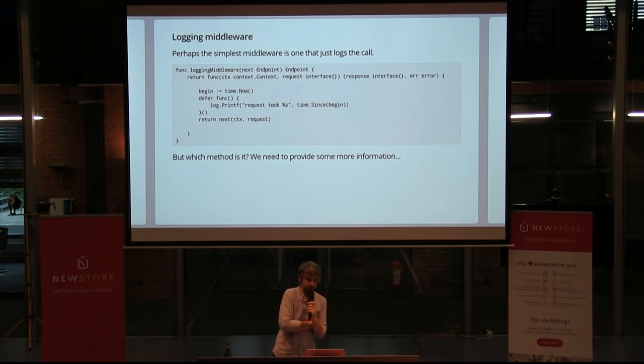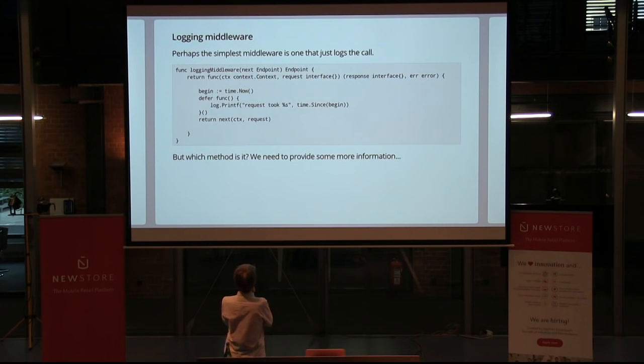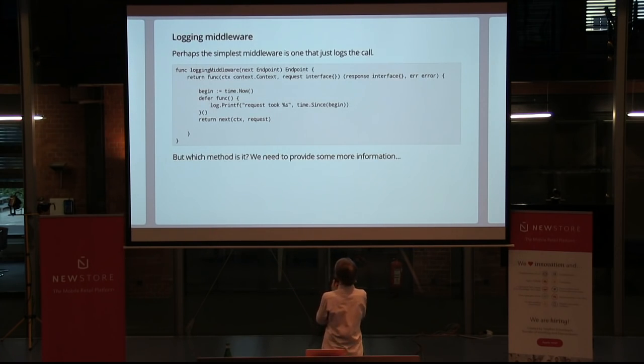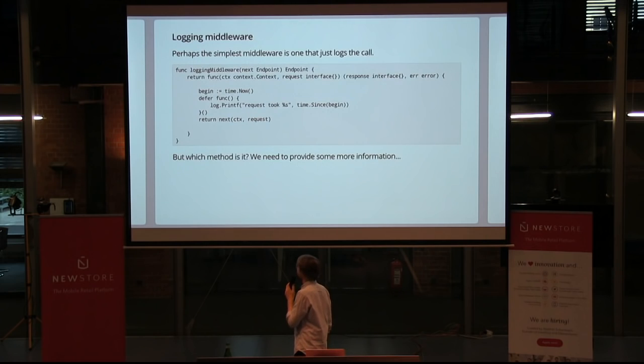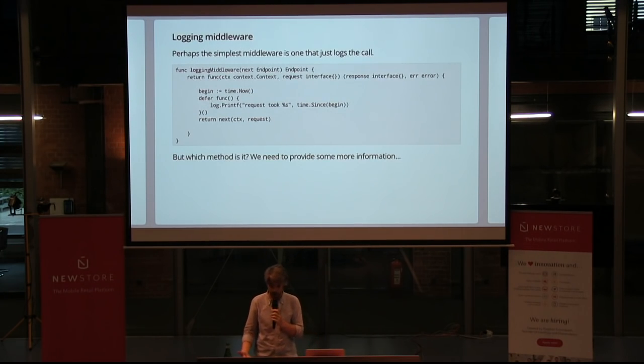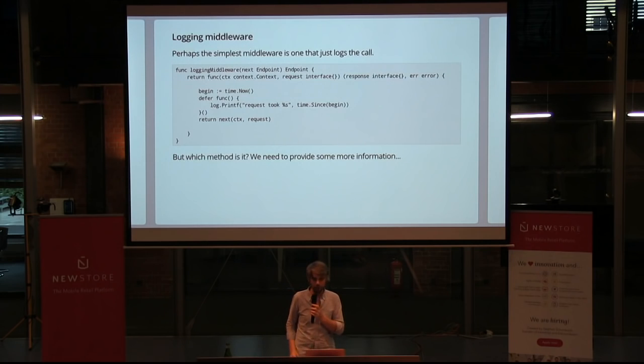So a logging middleware is a function that takes the next endpoint and returns an endpoint. The endpoint is a function that takes the context and the request and returns a response and an error. And you see what we do here is we mark the beginning time. We defer a function to log however long it took. And then we just invoke the thing that we've wrapped. So we've basically built a little closure around the next endpoint, and we're doing extra work. I hope this isn't too foreign. It's a pretty common little pattern.